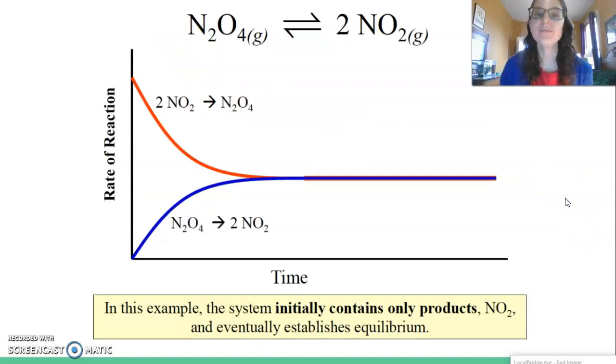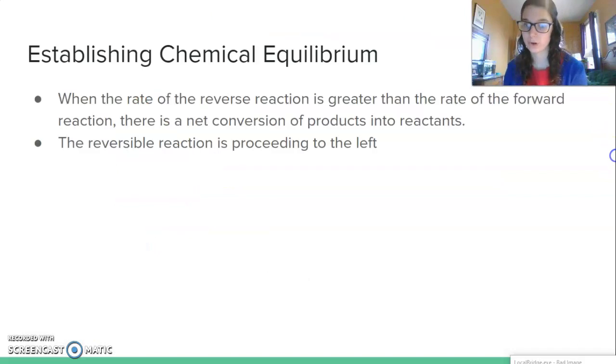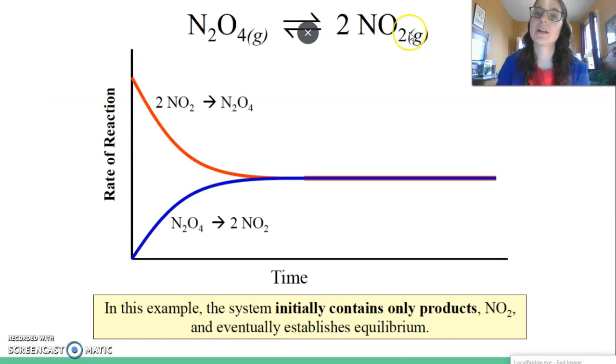And again, for this example initially having NO2, the rate of the reverse reaction decreases over time, whereas the rate of the forward reaction is increasing over time as we produce N2O4. So when the rate of the reverse reaction, as we just saw, is greater than the rate of the forward reaction, there's a net conversion of products back into reactants. The reaction is proceeding to the left. So we can say that if we have a higher concentration of products, the reaction will proceed to the left.